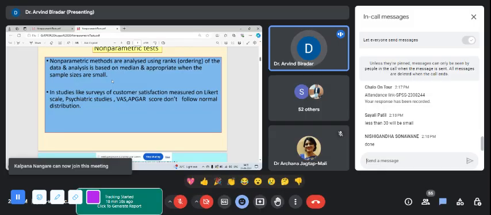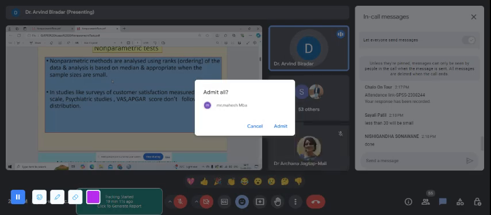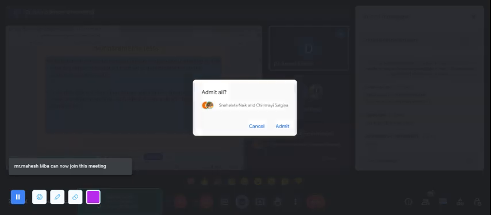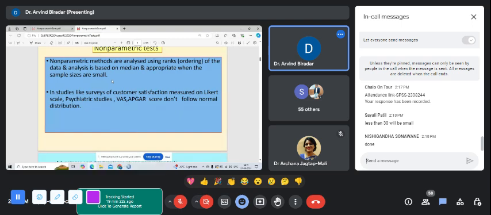So, in surveys of customer satisfaction, the data is measured on a Likert scale. Everyone knows Likert scale, maybe a 5-point, 7-point or 10-point rating. In psychiatric studies, in psychology and psychiatry, most doctors refer to non-parametric statistical tests, and VAS.